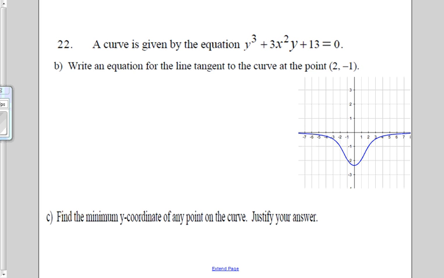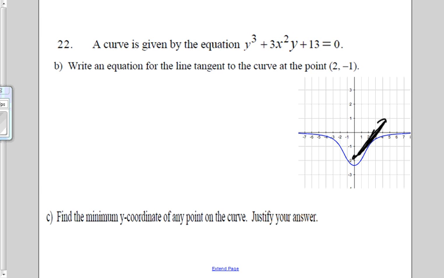Next problem here, we've got this curve defined by the following equation. Now I've given us a graph of this using my implicit grapher, and that's going to help us answer these questions. It says write an equation for the line tangent to the curve at the point 2 comma -1. So we're talking about this tangent line right there. So we know it's going to have a positive slope. It should have a y-intercept around -2, just graphically.